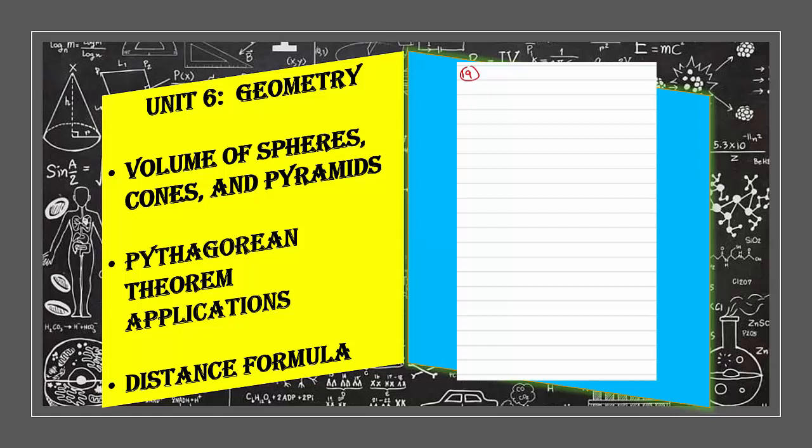Problem number 19. Find the radius of a sphere that has a volume of 36 pi centimeters cubed. Well, this is going to require us to know the volume of a sphere formula, where volume of a sphere is equal to 4/3 pi r cubed.